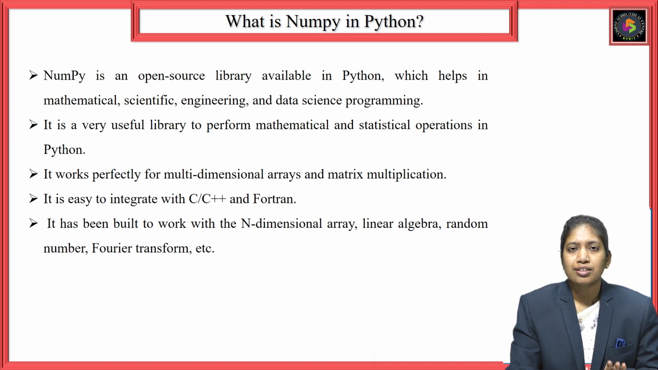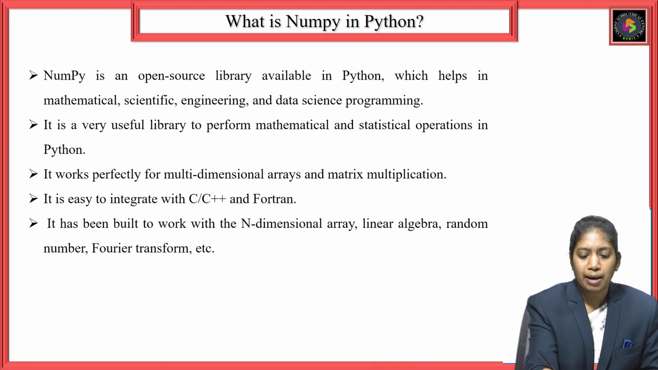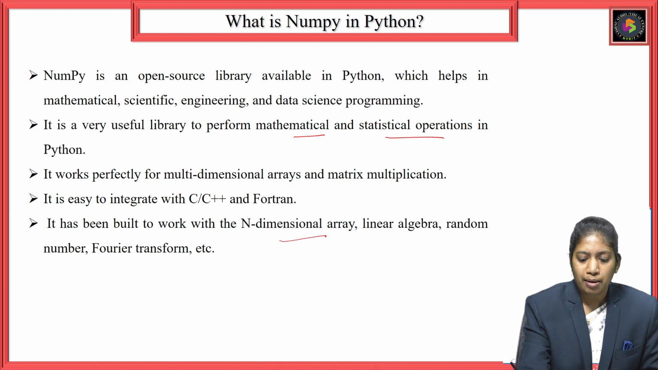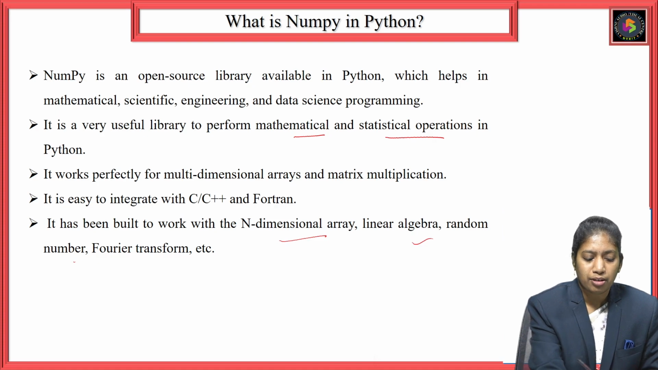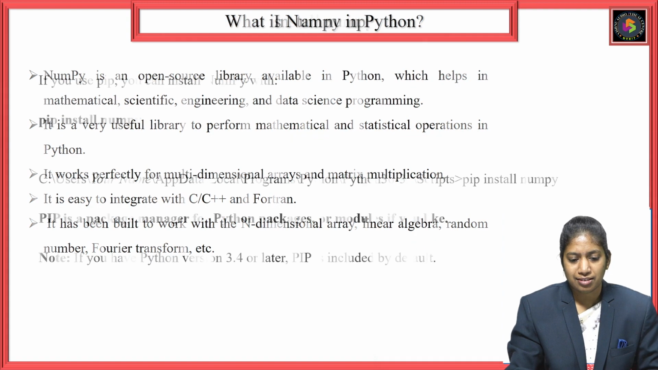It is easily translated into C, C++, and Fortran. We can easily integrate it with C, C++, and Fortran languages. It is a very useful library for mathematical and scientific operations in Python. We use it to build N-dimensional arrays, linear algebra, random numbers, Fourier transforms, etc. The Python NumPy library helps us build all these things.